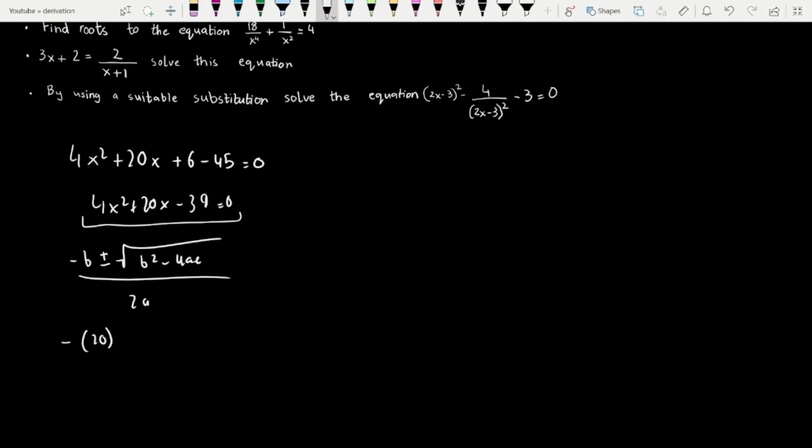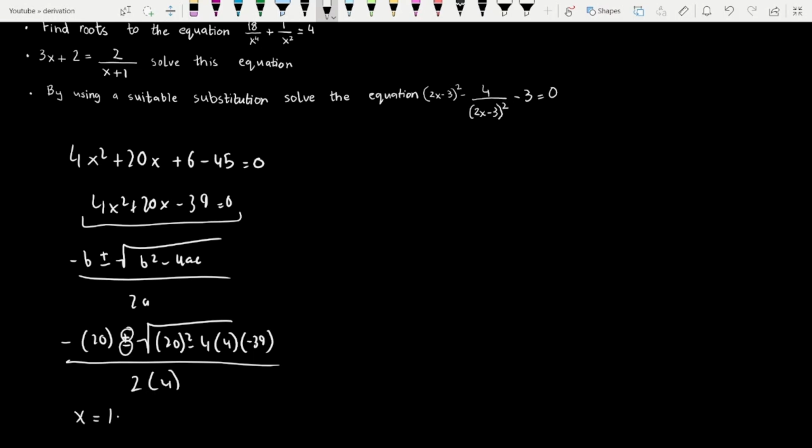b is equal to 20, and you say plus or minus the square root of 20 squared minus 4, a is 4, c is -39, divided by 2, and a is 4, so put a 4 in there. Put this in your calculator, solve this out for the positive sign one, then the negative sign one. You're going to get two values for x, which are going to be 1.5, and -6.5. Those are going to be your two values.